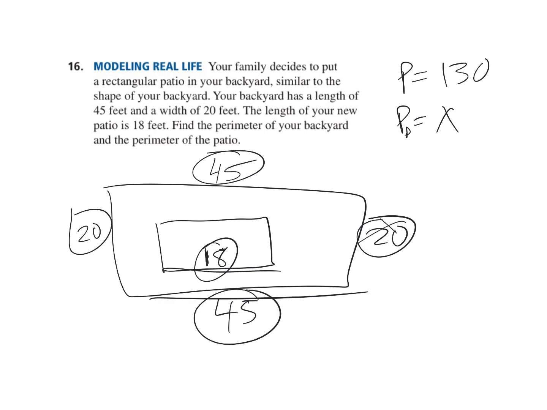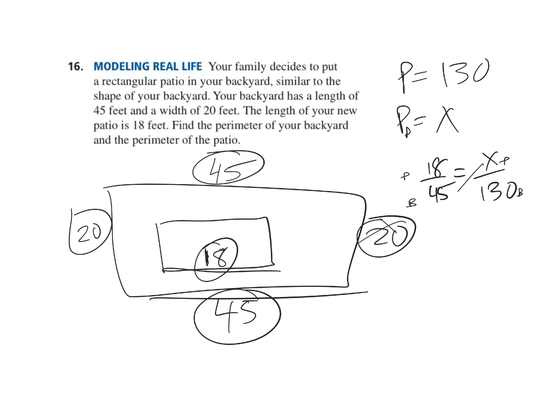Length to length here. All right, so 18 is to 45 as the perimeter of our patio is to 130. How do I know which one goes on top? Well, I started with the patio on top and I got the backyard on the bottom. So the perimeter of the patio goes on top and the perimeter of the backyard goes on the bottom. So they match. Now you just cross multiply. So you're going to need your calculator again.